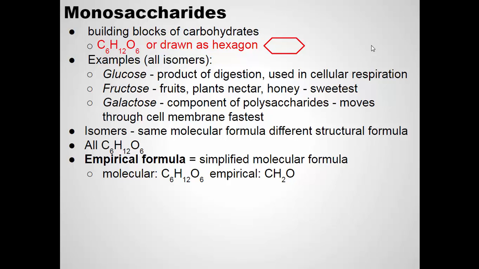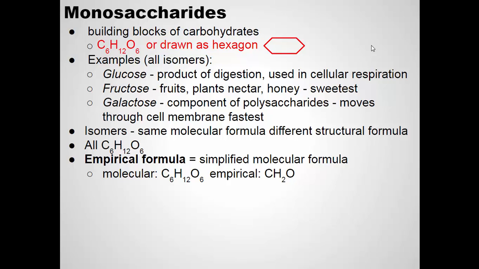So often these monosaccharides form a ring shape, and we might draw them as a hexagon or a pentagon because they form that ring. So when you see that shape, you're thinking it's a monosaccharide. So examples: glucose, fructose, and galactose. They are all C6H12O6. They're isomers of each other.